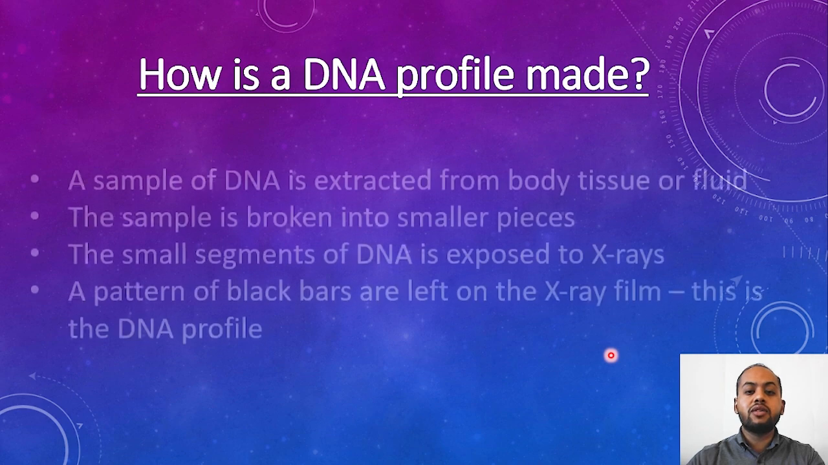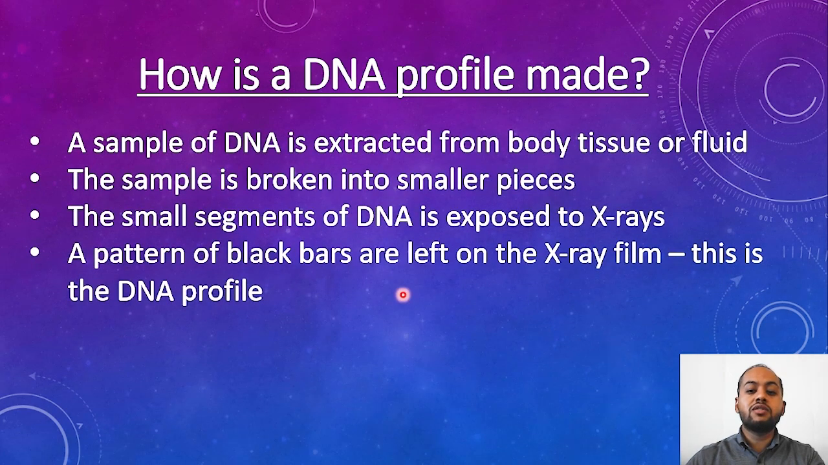So how is a DNA profile made? If you want to make a DNA profile, a sample of DNA is first extracted from body tissue or from fluid. The sample is broken into smaller pieces. The small segments of DNA are exposed to X-rays. A pattern of black bars is left on the X-ray film, and this is known as the DNA profile. So you don't need to know exactly how a DNA profile is made. This isn't really examinable, but it's just explaining exactly how we go about making a DNA profile.